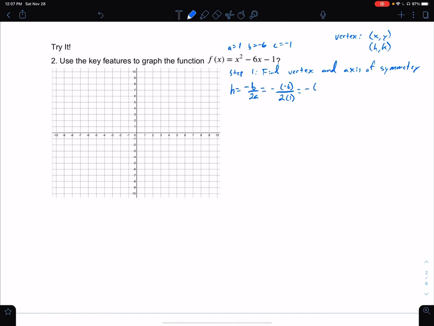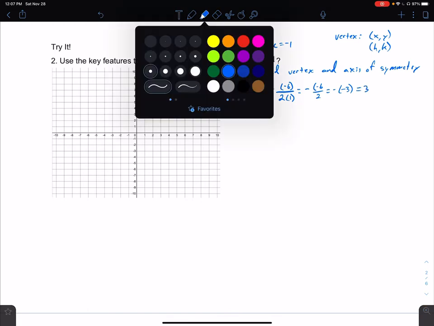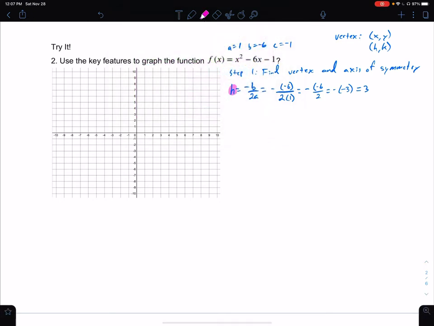You get negative 6 over 2, which would be negative 3, and then that's going to be 3. So my h value is 3. And now to find the y value, we're going to take our original equation, f of x equals x squared minus 6x minus 1, and plug in our h value as our x.